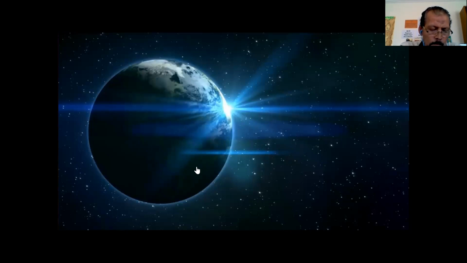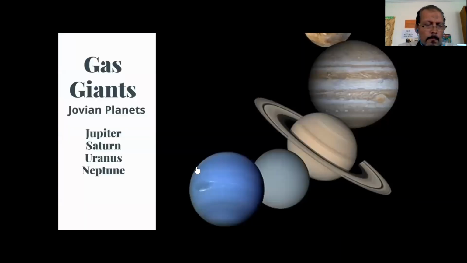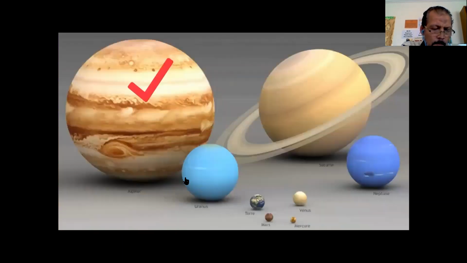Take a look at the 4 planets called the gas giants, or the Jovian planets. The gas giants include Jupiter, Saturn, Uranus, some people call it Uranus, and Neptune. These planets are massive. Jupiter is the largest of all the planets and makes our planet Earth look very small. Even Neptune, which is the smallest of the gas giants, is much larger than the Earth. Take a look at the Earth compared to the gas giants.